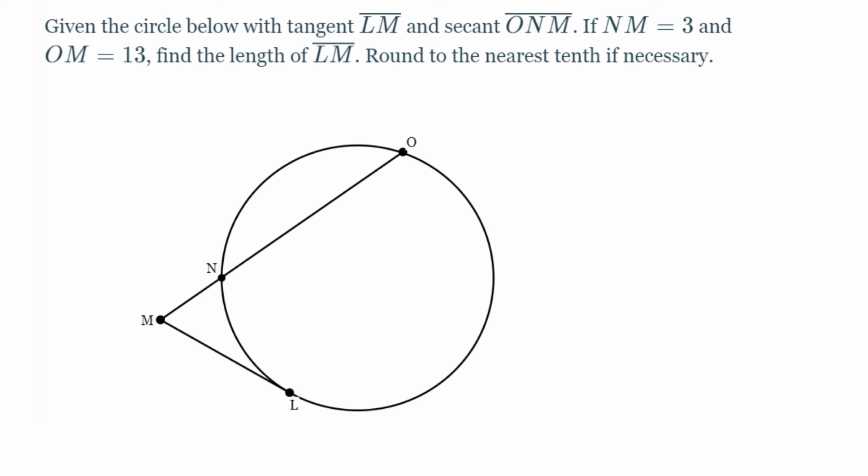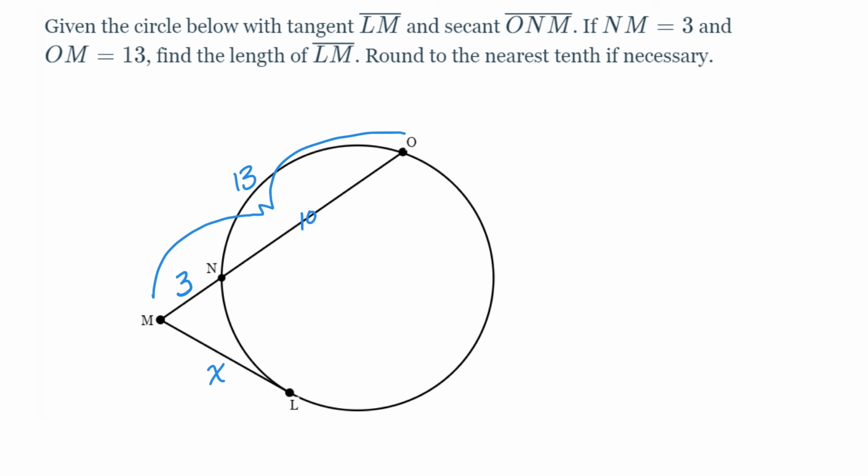All right, last example. So let's take a look at this and let's label what we have. It tells us we have a tangent line LM, we have a secant line ONM, and it tells us that NM, that's from here to here, is 3. And then it tells us OM is 13. That's the whole segment, by the way. Of course, this one would be 10. And then it tells us the other side is unknown, so we're trying to solve for x.